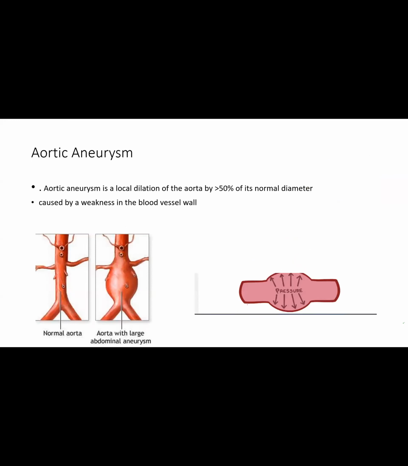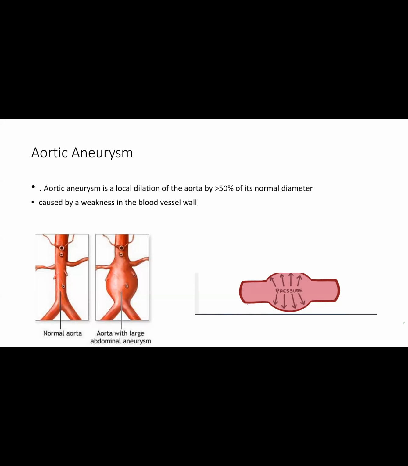So for aortic aneurysm, the word aneurysm comes from the Greek word aneurysma, which means dilation. And this makes complete sense because aneurysms are defined as abnormal dilations in a blood vessel. And an aortic aneurysm is a local dilation of the aorta, where over 50% of its normal diameter is being affected.